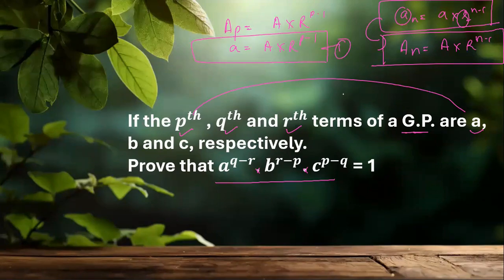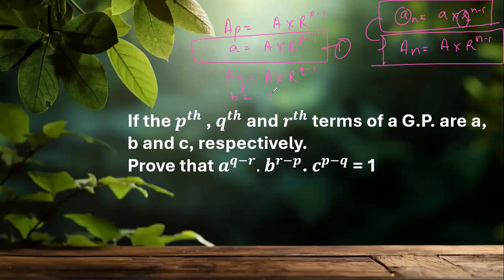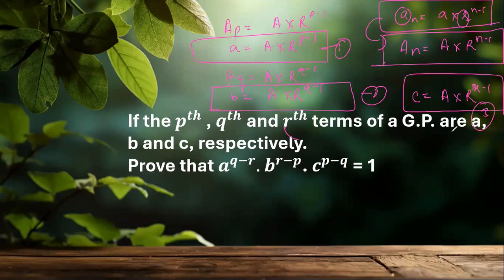Then the second, they are talking about the qth term. So what is the qth term? It will be a of q is equal to a times r to the power q minus 1. So a of q is b, which is a times r to the power q minus 1. So this is the second equation. And for the third one, they are talking about the rth term, which is equal to c. So c is equal to a times r to the power r minus 1. So this is the third equation. Now let's use these equations to solve it further.